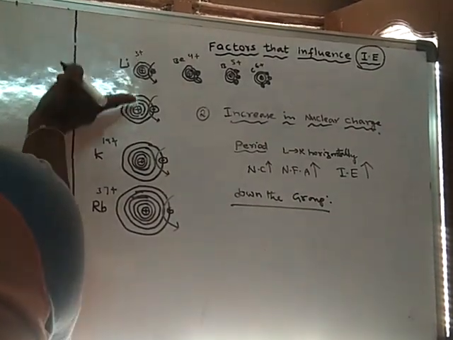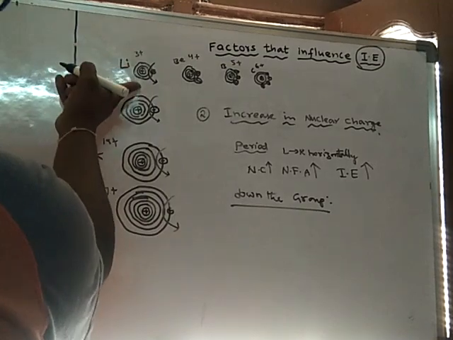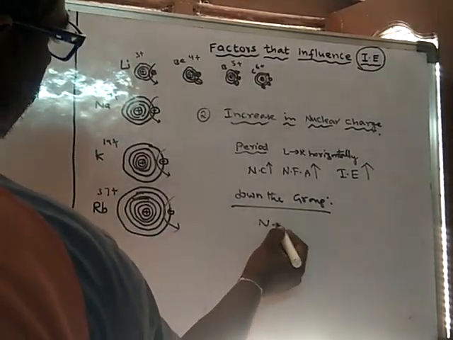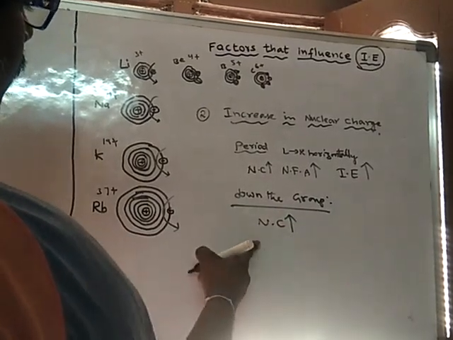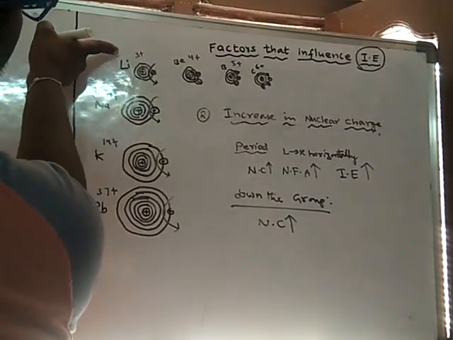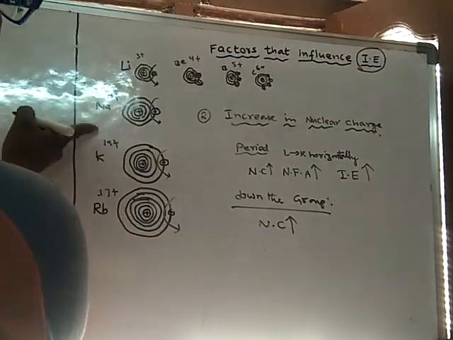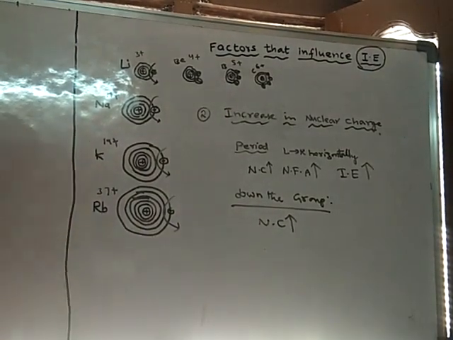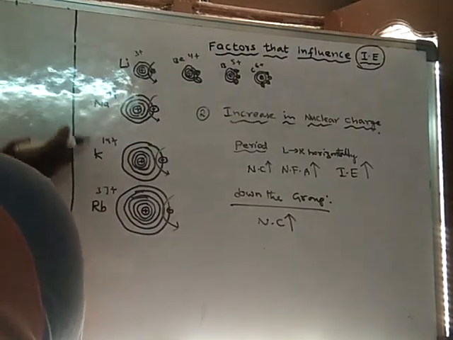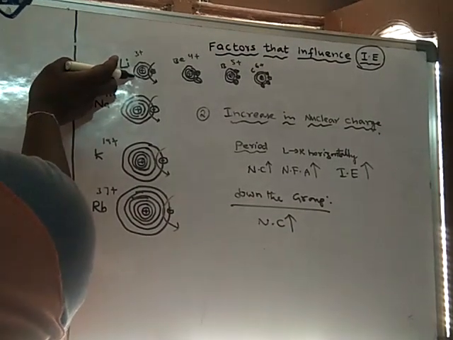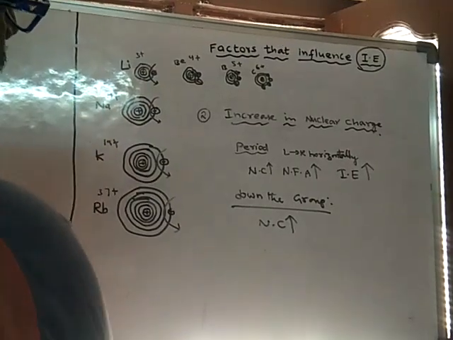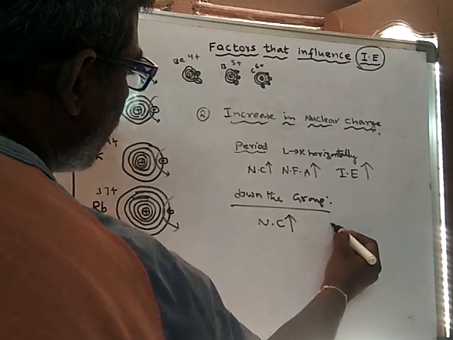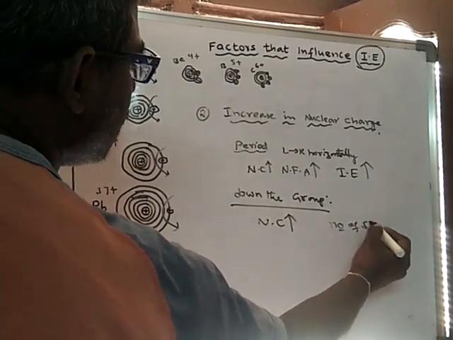So here the charge of the nucleus, even down the group, is increasing. Nuclear charge is increasing here also, because the nuclear charge is 3, 11, 19, 37. But one thing is also happening: along with the increase in nuclear charge, there is also an increase in the number of shells. So here two things are happening. Nuclear charge is increasing, as well as the number of shells.